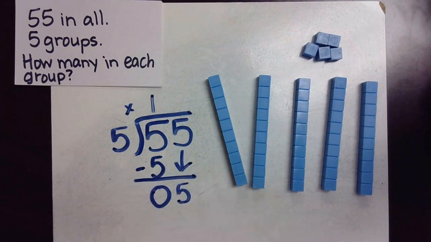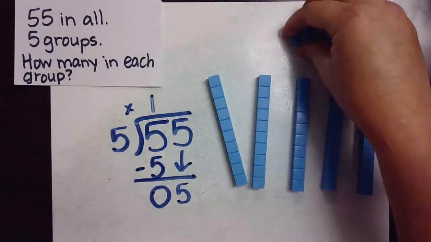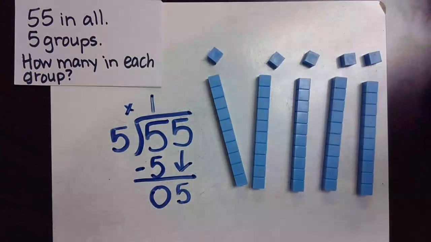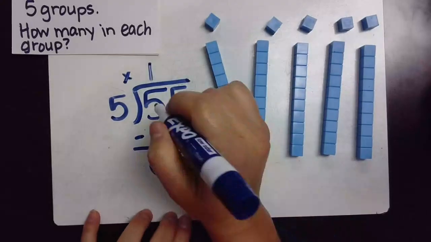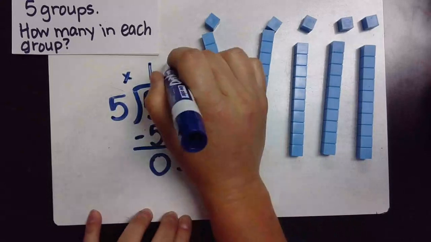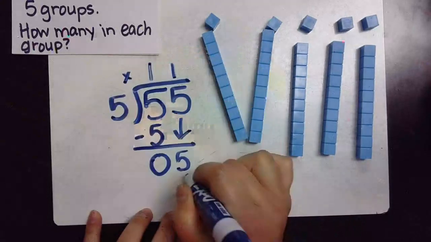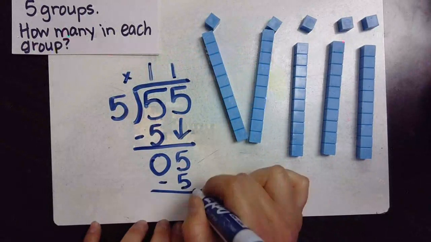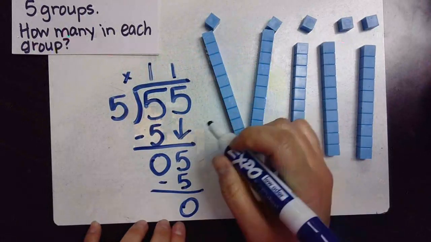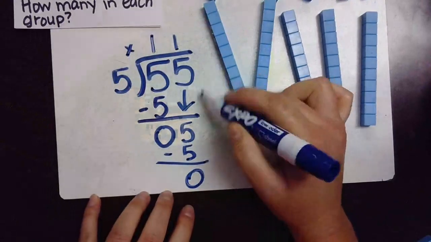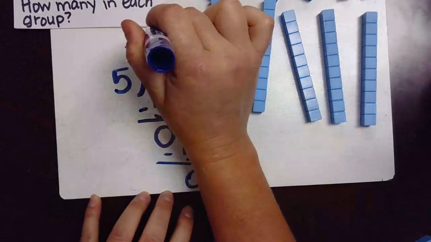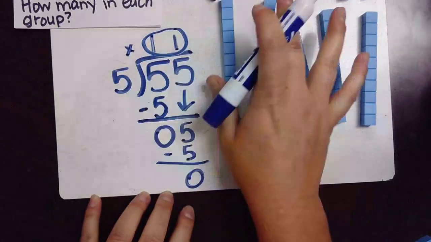Bring down the 5. So now I have 5 ones that I need to divide into my 5 groups. How many is in each group? 1. So how many times does 5 go into 5? 1 time. 1 times 5 is 5. Divide, multiply, subtract, and bring it down. Is there anything more for me to bring down here? Nope. So that means I have 0 remaining. So my quotient that I'm solving for is 11.